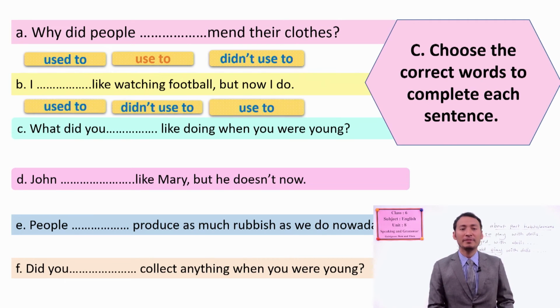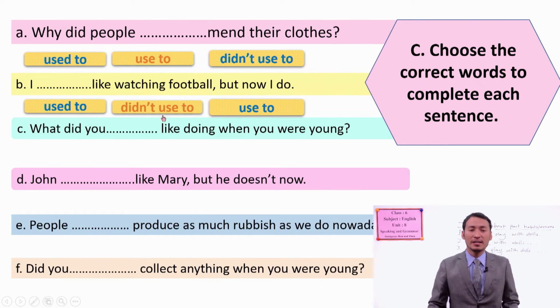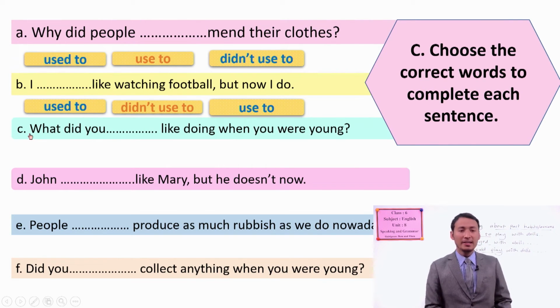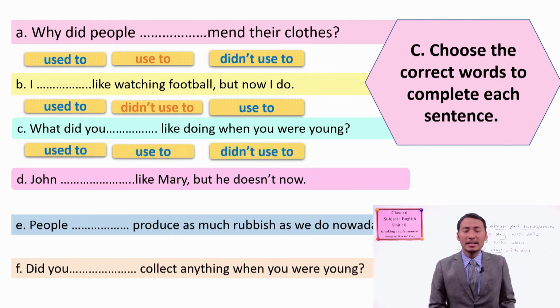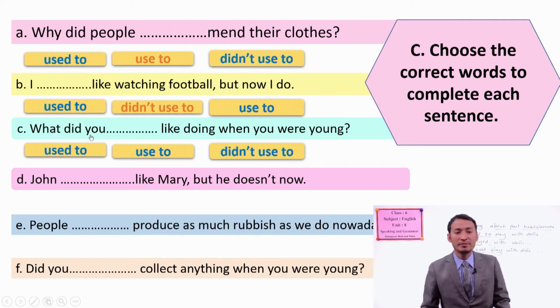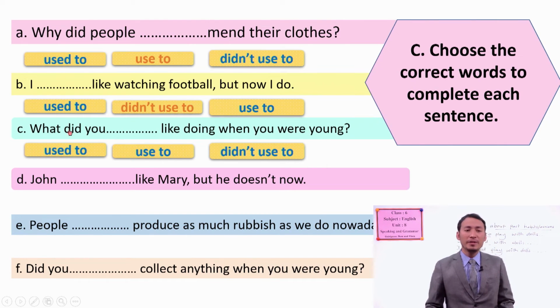So we have to have the negative one. I didn't used to like football. Okay, students, on C, what did you like doing when you were young? Let's choose the correct one. What did you use? When we have did here, you have to choose the present one or the infinitive one, the infinitive verb, like used to here. What did you used to like doing when you were young?